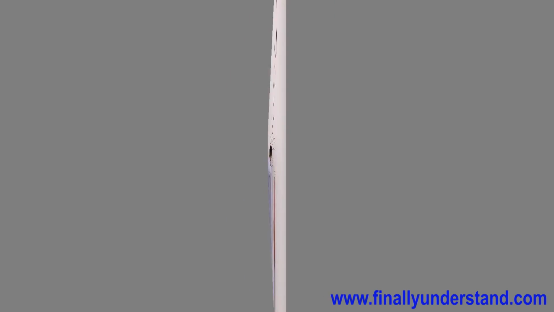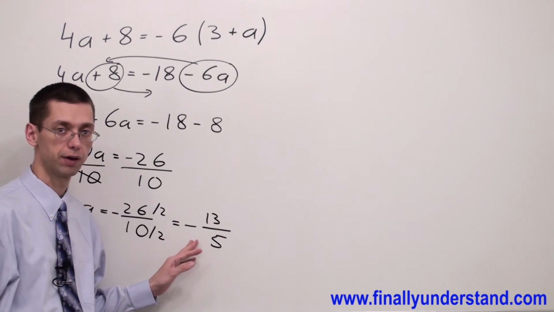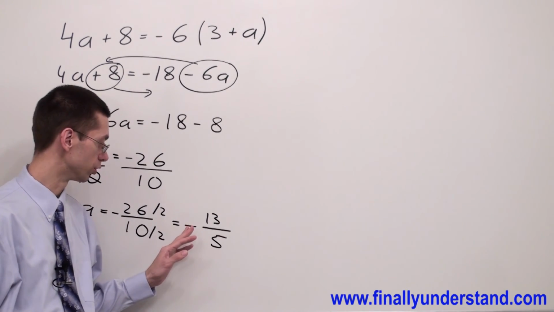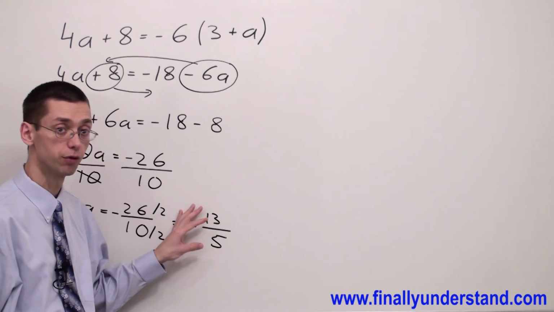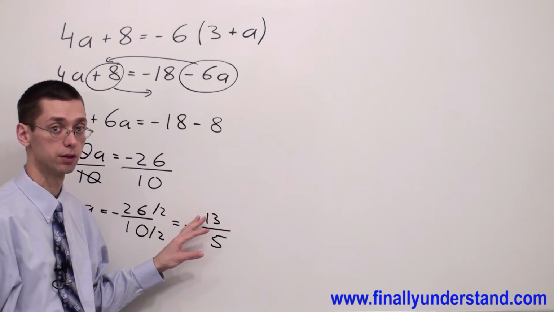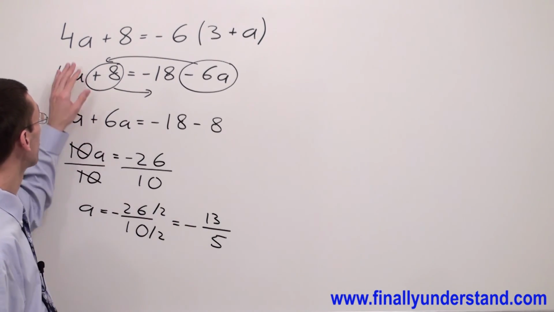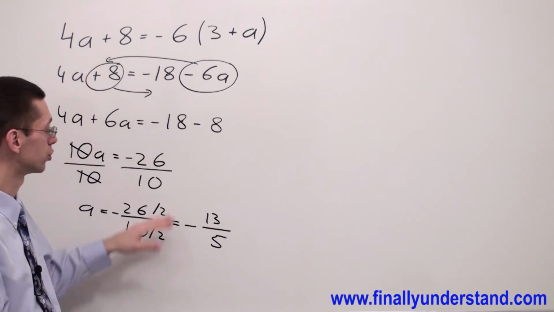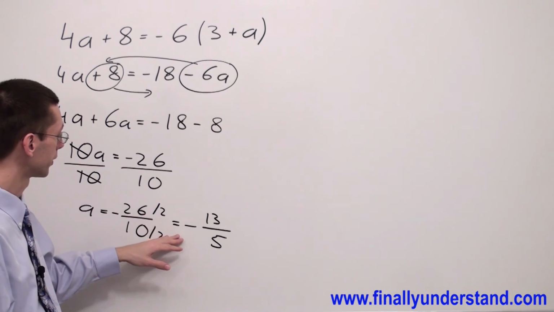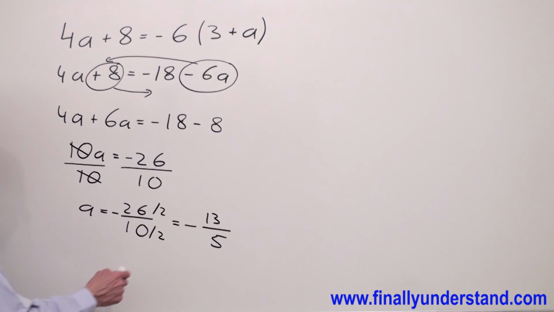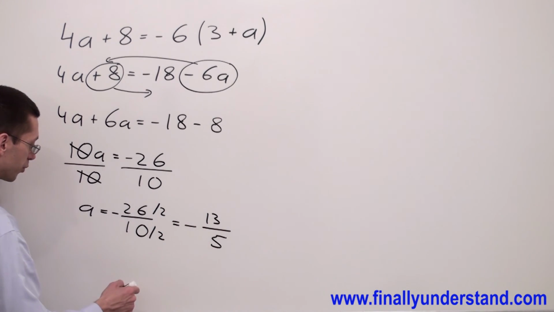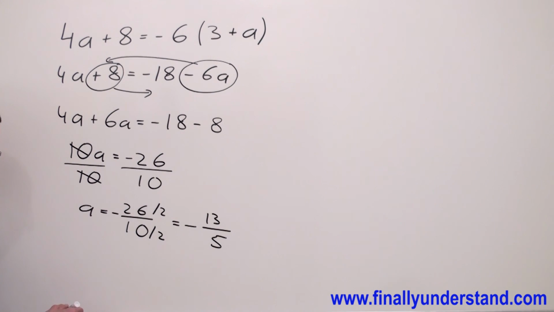If you want to verify if your answer is correct, you're supposed to use this form, I mean improper fraction, okay, and replace every single a in the original equation. But in order to find the final answer, you're supposed to convert this improper fraction to the mixed number by dividing 13 by 5.